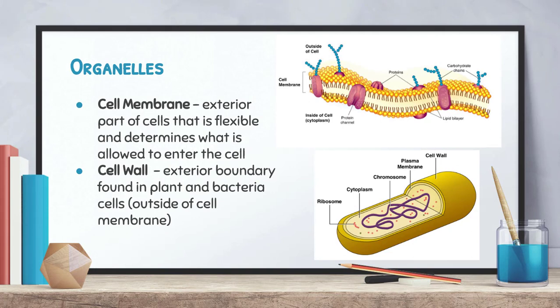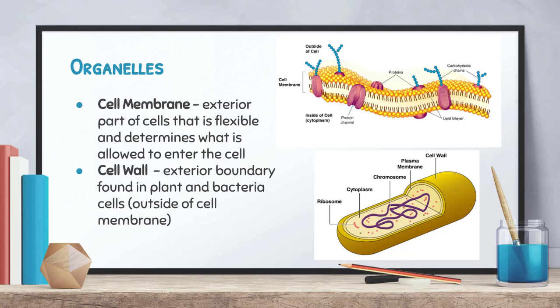Now when we get to the outer part of the cell, we have the cell membrane, and that is the exterior part of the cell that is flexible, and it's selectively permeable, which means it determines what is allowed in and out of the cell. So the cell membrane is a protective barrier, and what's nice is that it keeps the bad stuff out of the cell, but takes good stuff in and also allows things to be shipped out of the cell if necessary. So it's kind of like a bodyguard, if you will. It allows things in that should go in and gets rid of things that should not be there.